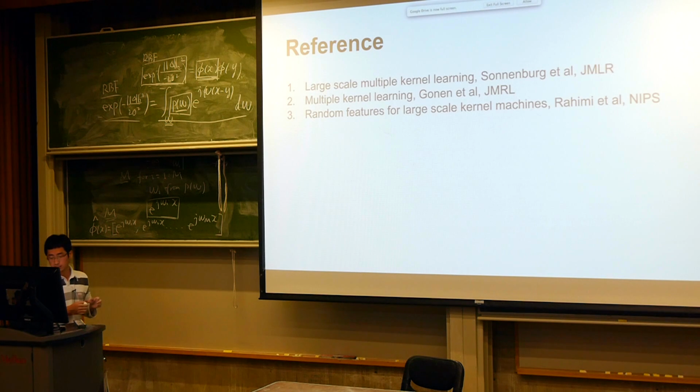And here are some references that I mentioned. The first two are for multiple kernel learning, and the third one is for random features for large-scale kernel machines. Basically, this is random kitchen sinks.